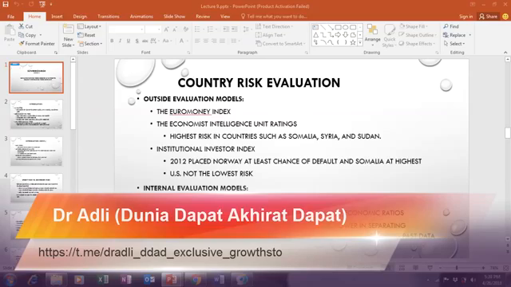So this is done internally by the bank. Basically, big banks will use this. They have the money to hire analysts. They will analyze the country risk, and only then will they invest in that country.